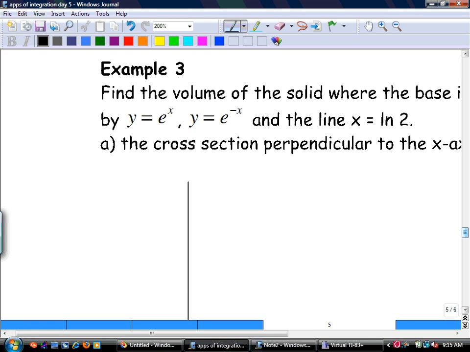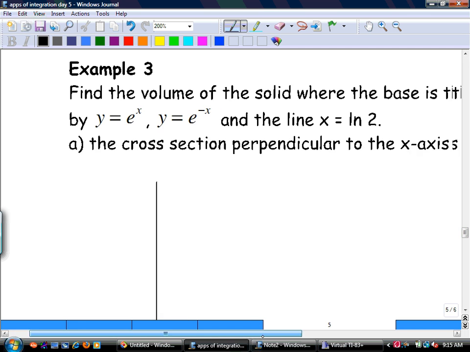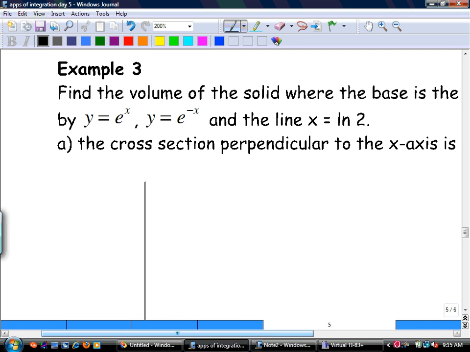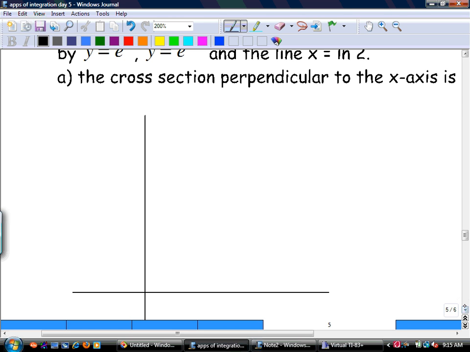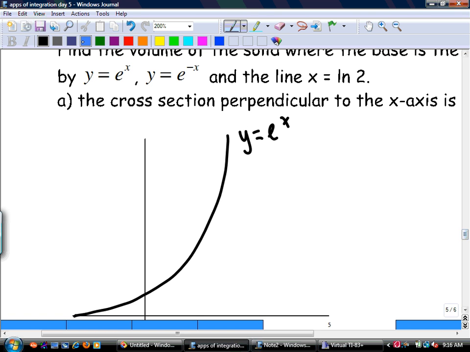Find the volume of the solid where the base is y equals e to the x, y equals e to the negative x, and the line x equals ln2. Y equals e to the x. Y equals e to the negative x. And the line x equals ln2. I don't know, ln2 is right about here.